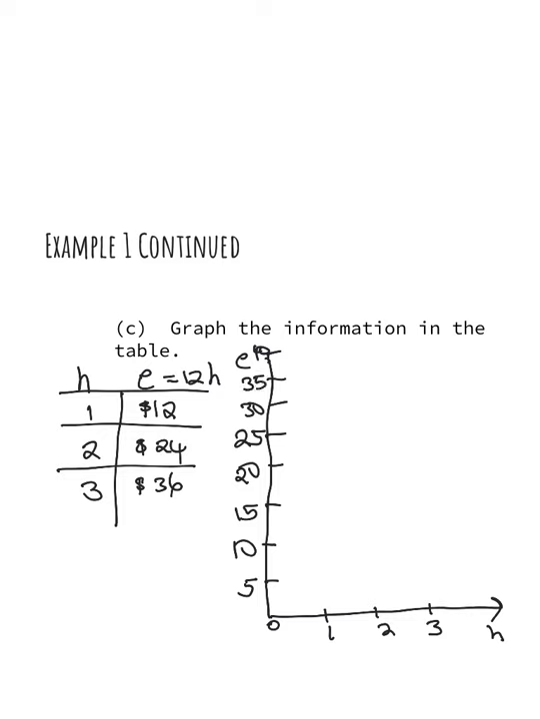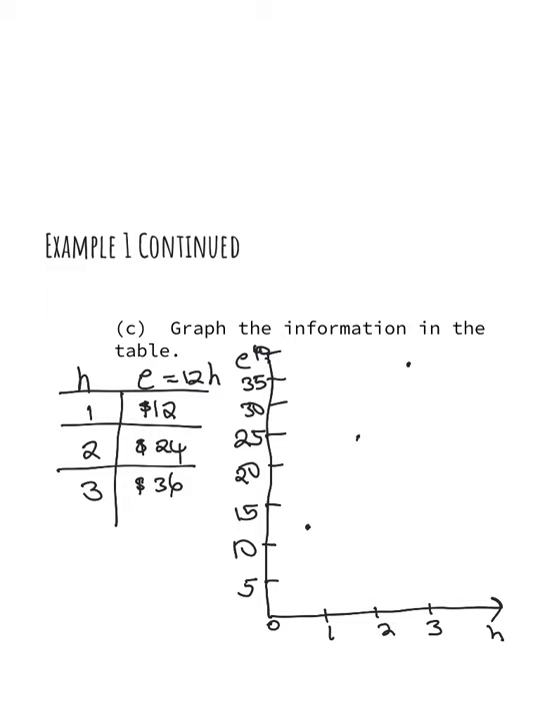Okay, when he works 1 hour, he makes $12. That's approximately here. When he works 2 hours, he makes $24. So I start at the origin, go across to 2, go up to 24, which is approximately here. And when he works 3 hours, he makes $36. So 3 on the H, which is equivalent to the x-axis, and then go up to the y-axis, which is E in this case, and it's 36, so it's approximately here.